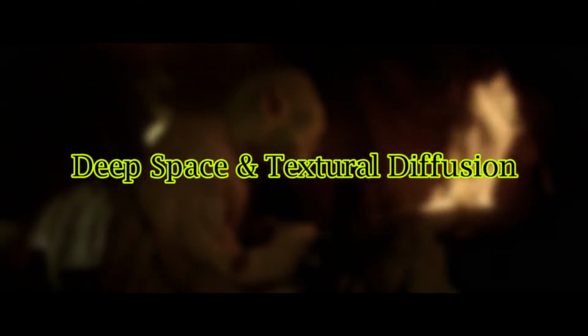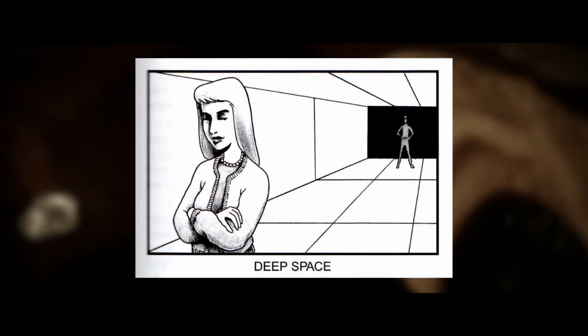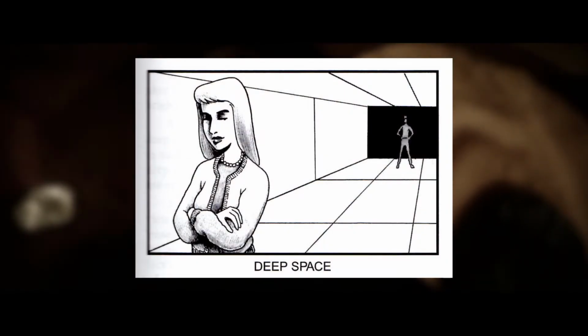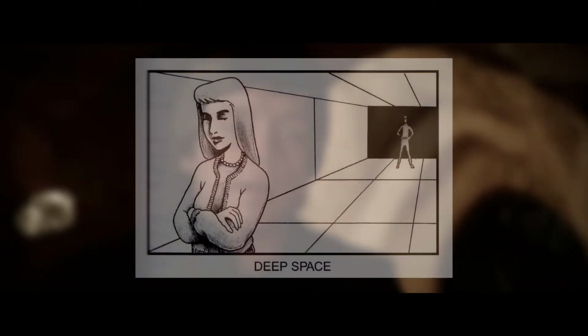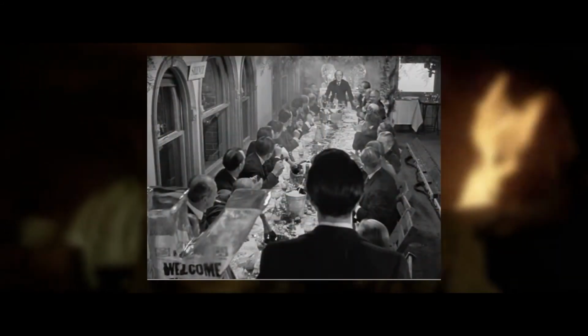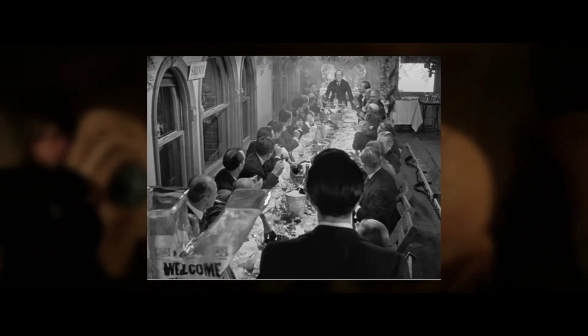Other examples of depth cues are deep space and textural diffusion. Deep space adds layers to a scene and further adds to the illusion of creating a 3D space. This is achieved by framing a shot and the components that make it up in such a way that it will draw emphasis away from the actual two-dimensional space of the screen.